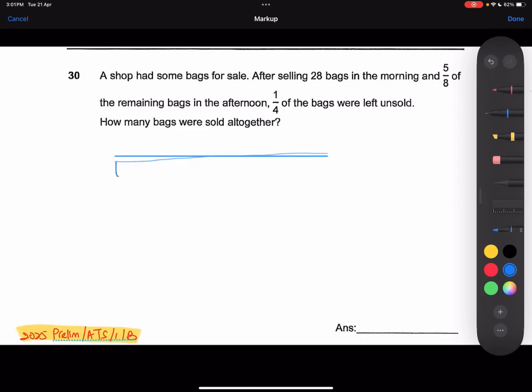Okay, the shop had some bags. Let this be the total number of bags. After selling 28 bags in the morning, we sell 28 bags sold, and 5/8 of the remaining bags. Let's divide our remaining into 8 units. 5/8 was sold in the afternoon, so 5 units here were sold. Okay, this is also sold.